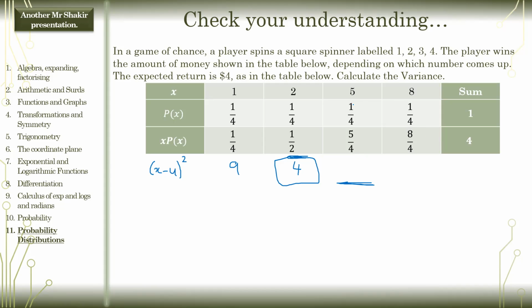For heaven's sake. 5 minus 4 is 1. 1 squared is 1. It's so simple. Then 8 minus 4 is 4, 4 squared is 16. It's pink minus orange, and you just square it.